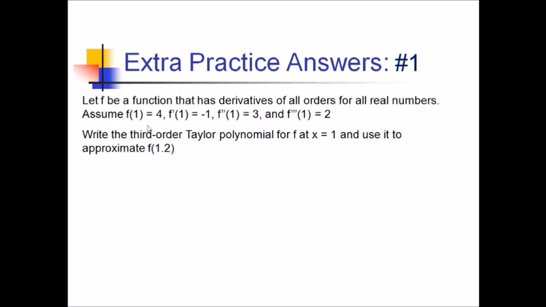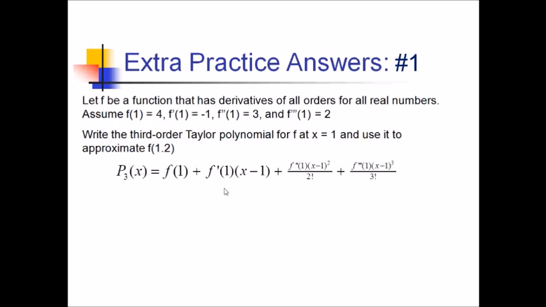So I have f of 1 plus f prime of 1 times x minus 1. That's going to be the next format for the term. And then after that, we'll have f double prime of 1 times x minus 1 squared over 2 factorial, and f triple prime of 1 times x minus 1 cubed over 3 factorial.